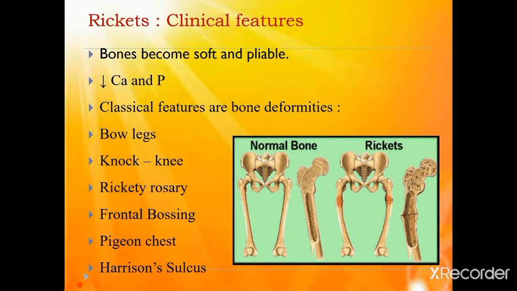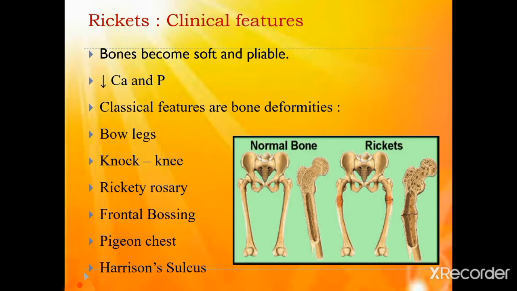Let us see what are the clinical features of rickets. In rickets, the bones become soft and pliable. There is decreased calcium and phosphorus. Then the classical feature is bone deformities. There will be bow legs.